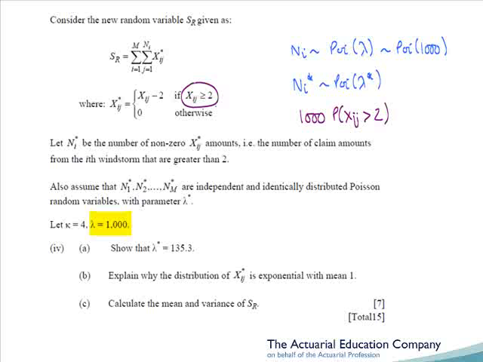Part B, where you're asked to explain the distribution of Xij star, is just going to simply use the result that you calculated in part 3 of the question. And then the final part, the mean and variance of SR, is just going to use that compound result that you obtained in part 2 of the question, together with the results you've just obtained in parts A and B. But I appreciate for many students this may have been a step too far.